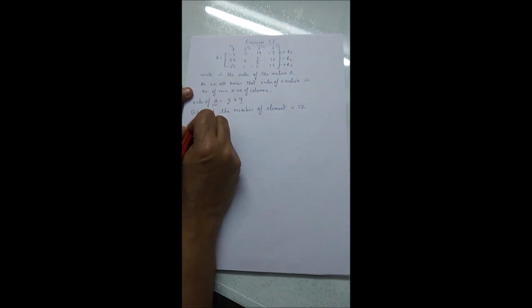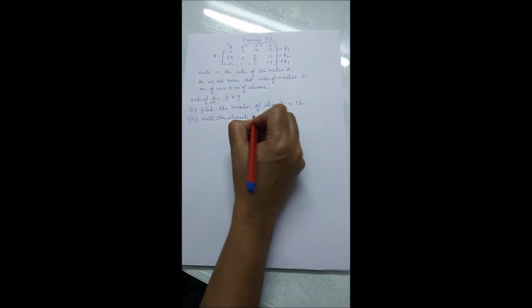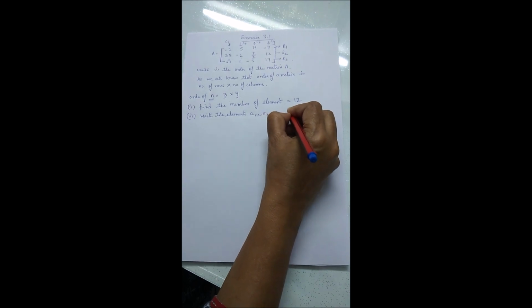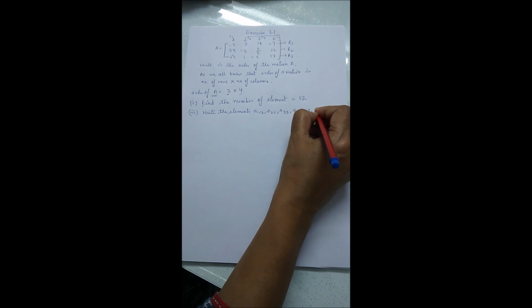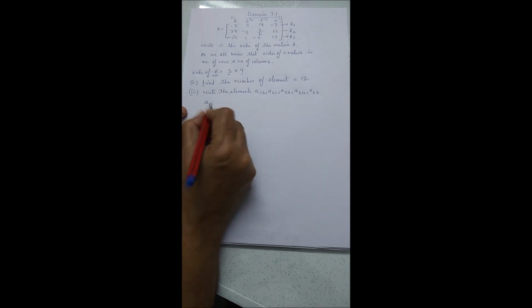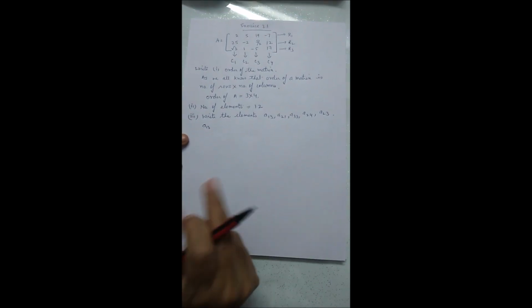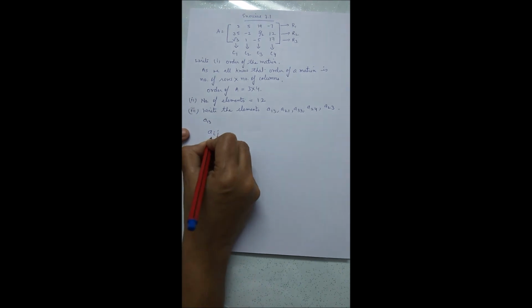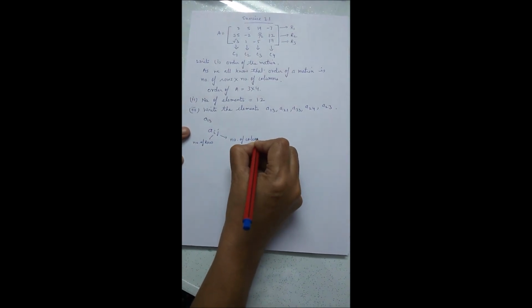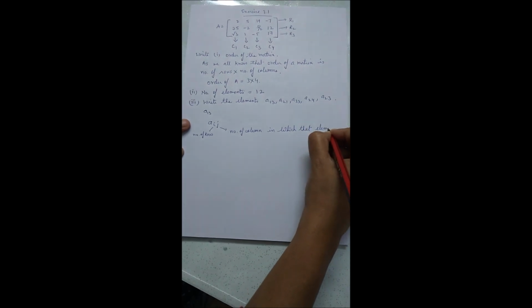Then the third part is we have to write the elements A13, A21, A33, A24 and A23. Now what do we understand by this notation A13? As we know, the position of every element is defined as Aij, where i is the number of row and j the number of column in which that element appears.